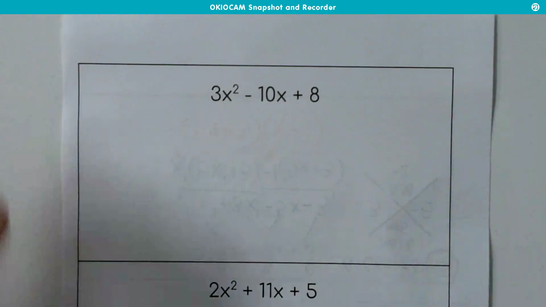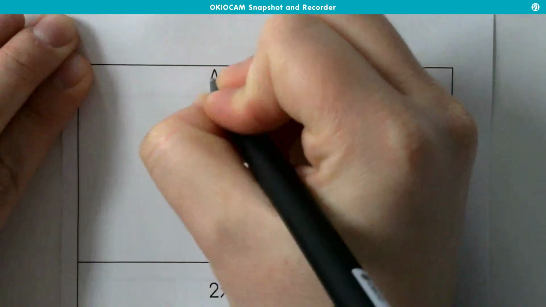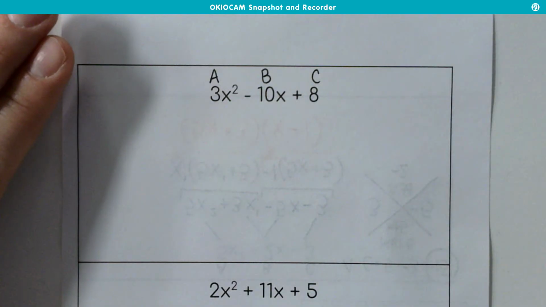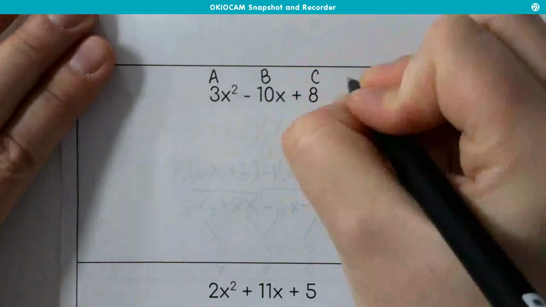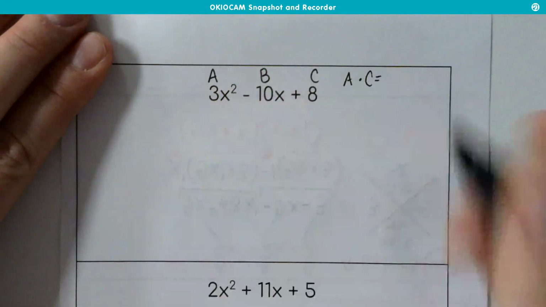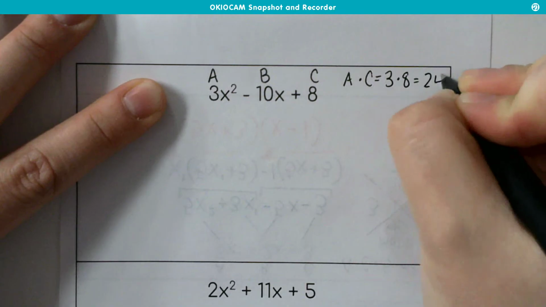We have 3x squared minus 10x plus 8. Once again, I'm going to label A, B, and C. And then I'm going to multiply together A and C. So A times C. And this one is 3 times 8, which is 24.